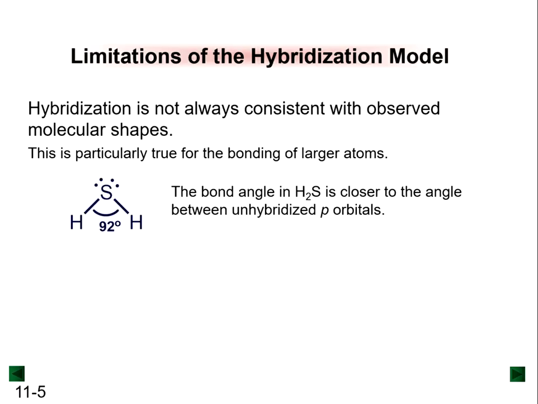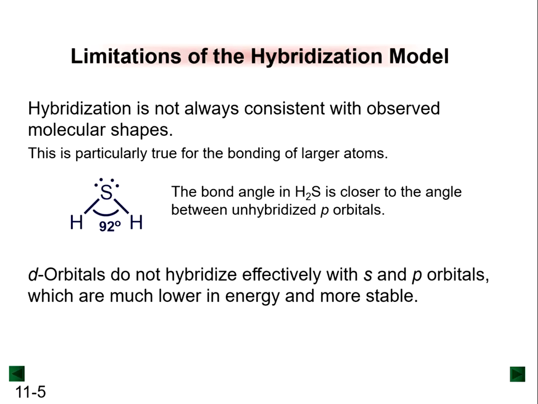Now, there are significant limitations to the hybridization model. It works well for many systems, but hybridization is not always consistent with the observed molecular shapes and bond angles. So as we said before in our last chapter, VSEPR leads us to bond angles and not bond lengths. But these bond angles can be particularly an issue for bonding of larger atoms.